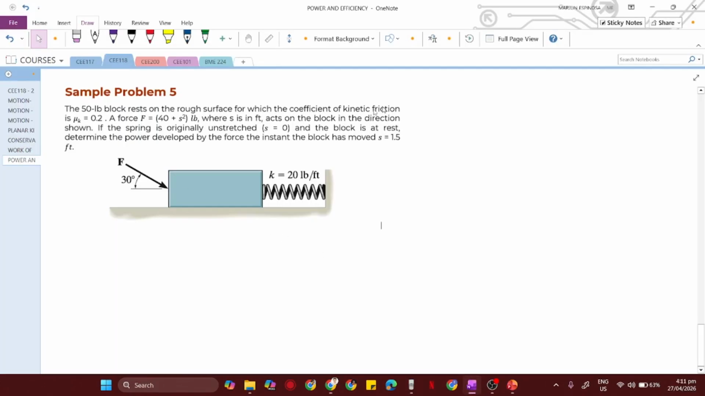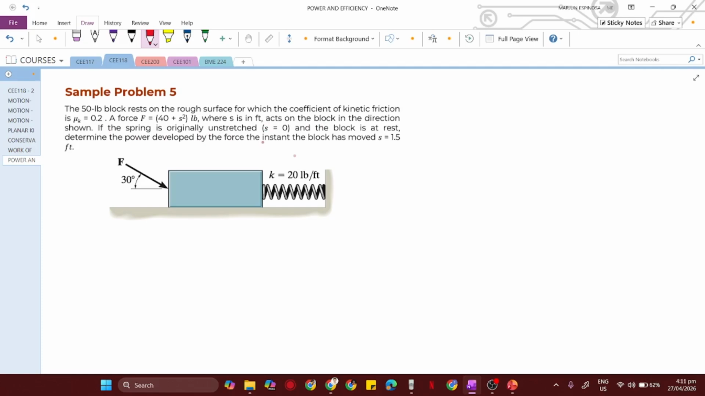We have here a 50-pound block resting on a rough surface for which the coefficient of kinetic friction is 0.2. A force F, ito, which is actually inclined at 30 degrees with the horizontal, is given to be equivalent to 40 plus x squared. So obviously, yung F natin is a function of your position, whereas it is in feet, okay, acts on the block in the direction shown.